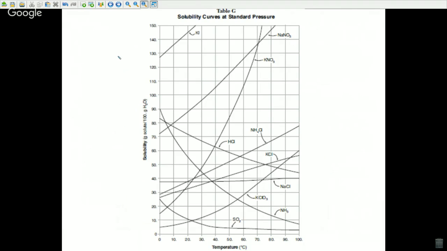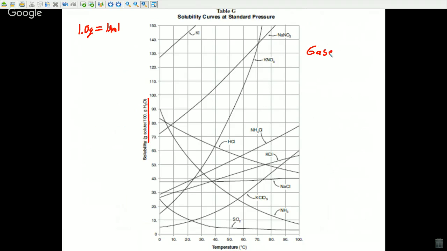And then looking at table G, it shows a lot of useful information here. Things to pay attention to is how much is soluble in 100 grams of water, which is the same thing as 100 milliliters. Because 1 gram of water is the same as 1 milliliter. And then on the bottom you have the temperature in Celsius.